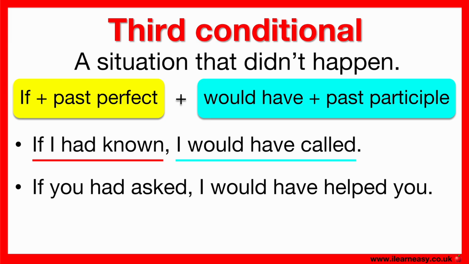If you had asked, I would have helped you. Again, this situation didn't happen, but in hindsight, if you had asked, I would have helped you. The if clause comes first, followed by the main clause. The if clause follows the structure if and the past perfect, and the main clause follows the structure would have plus the past participle.